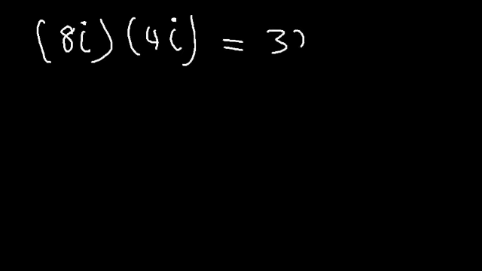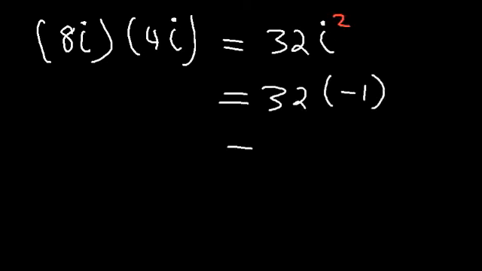What about this one? What is 8i multiplied by 4i? What's the answer? How would you simplify it? 8 times 4 is 32. i times i is i squared. And as you recall, i squared is negative 1. So the final answer is negative 32.